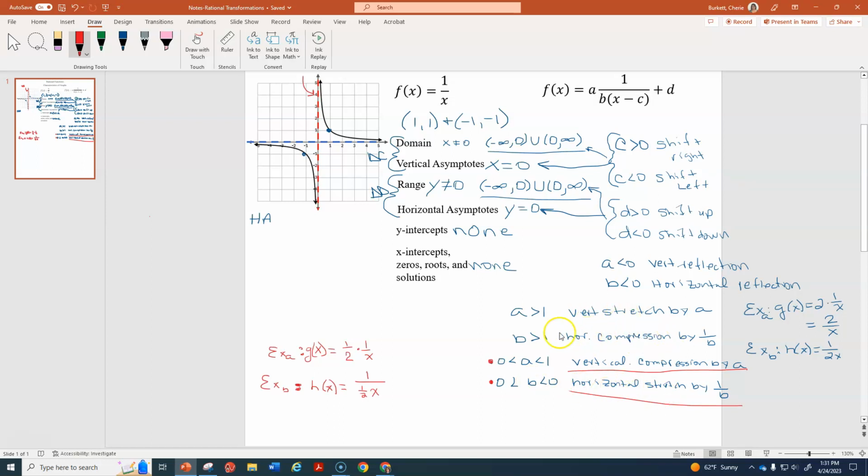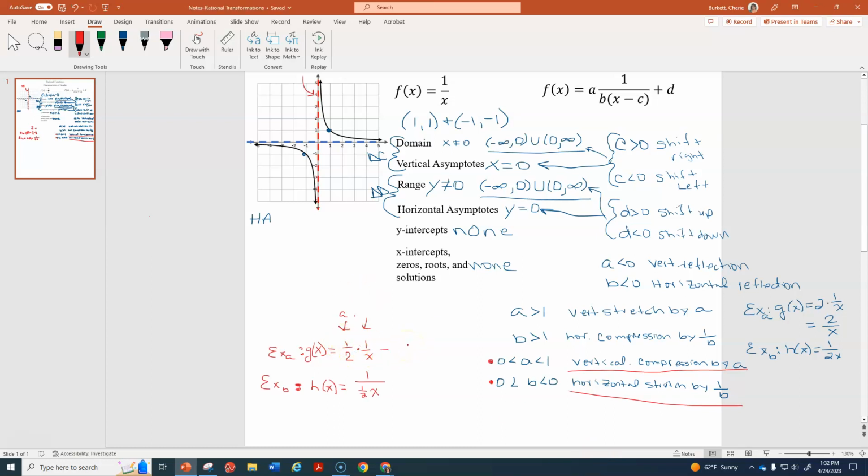When B is a number that's bigger than 1, we get a horizontal compression. That's the same thing that happens when A is a fraction. So we have an algebra explanation for that, and it goes back to this one right here. This is our A value, and this is our parent function, 1 over x. When you multiply our A times our 1 over x, we can simplify that. We're supposed to multiply top times top, bottom times bottom.